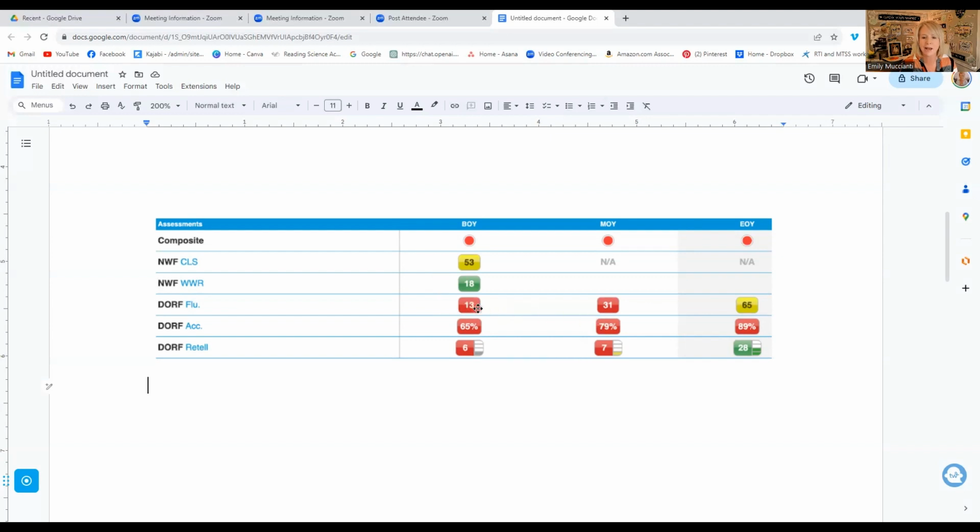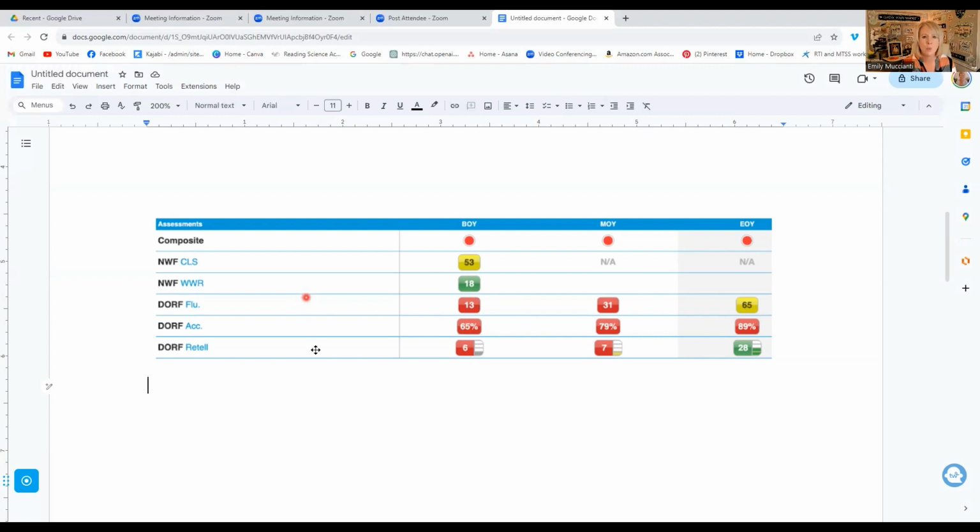So again, look what happened. 13 to 31, 65 to 79. It was middle of the year, the kiddo was flagged, and look what happens. We start to see some growth. We have to, as assessors, collect the information following the standardized procedures and scoring rules that are meant to be there, because if you're using the data to make big decisions like this, it is going to be a problem.